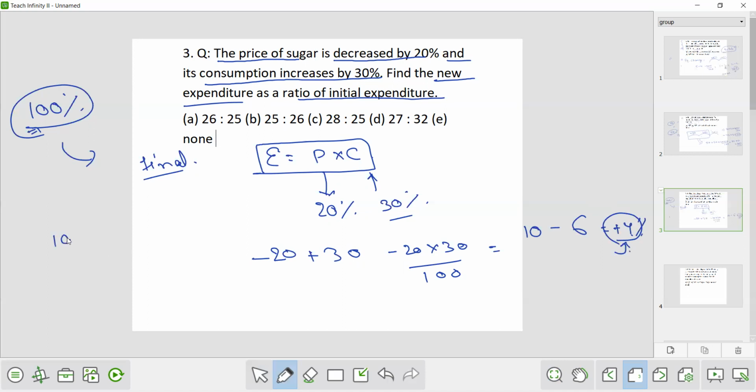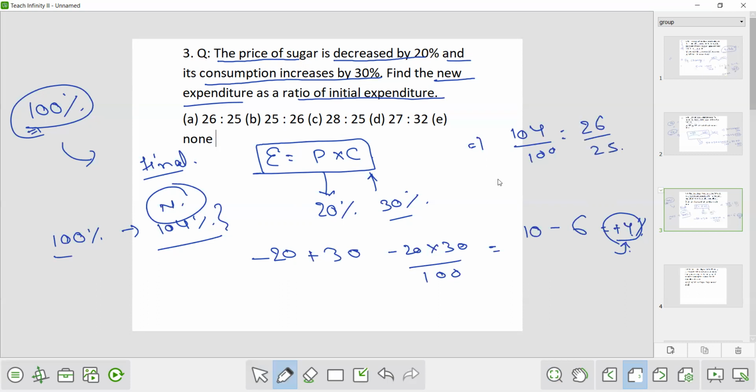So initially if it was 100%, the new expenditure is 104%. When we take the ratio of new expenditure upon original expenditure, it becomes 104 upon 100, which is equivalent to 26 upon 25. This will go in 4 times 25 and 4 times 26. So option A is the correct answer. Okay.